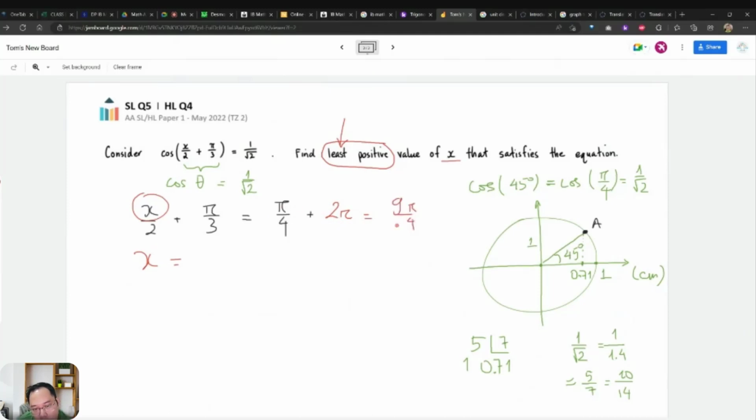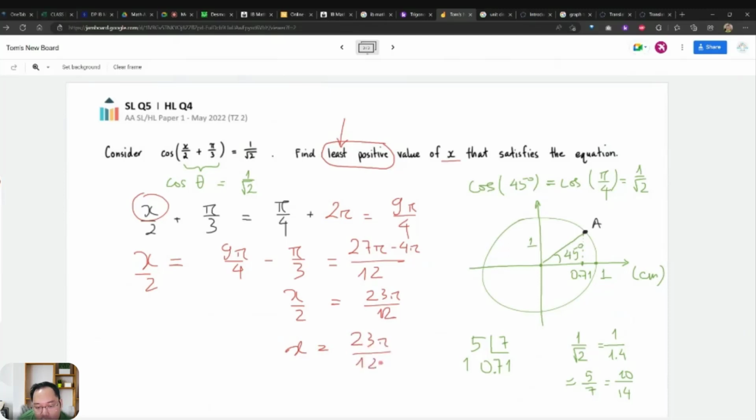the sum here is 9 pi over 4. X over 2 is equal to 9 pi over 4 minus pi over 3, with 12 as the common factor. 9 times 3 is 27, minus 4, so 23 pi over 12. It's x over 2. So x is 23 pi over 12 times 2, which is 23 pi over 6. But this will not be the least value.